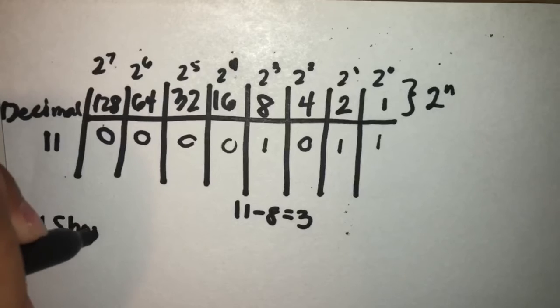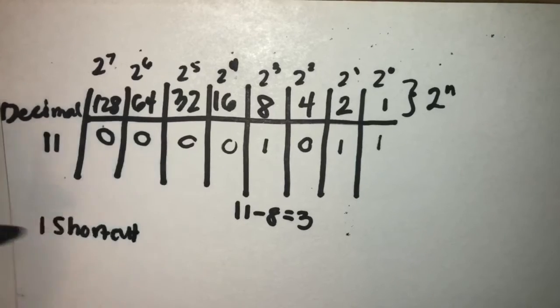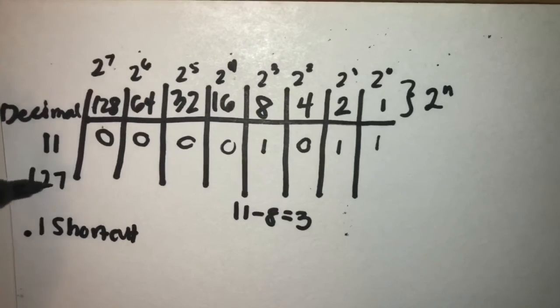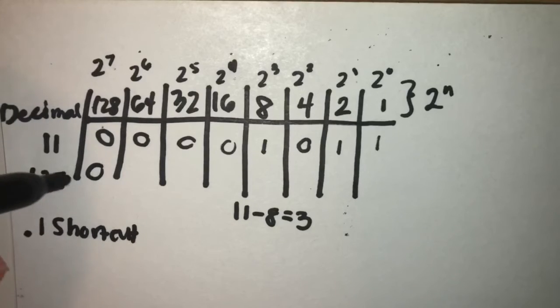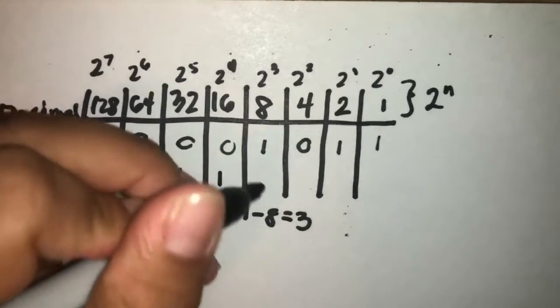There is one shortcut. If the number we want to convert is one number off, like 127, we turn off 128, because it's the only number greater than 127. Then we turn on the rest of the numbers, and vice versa.